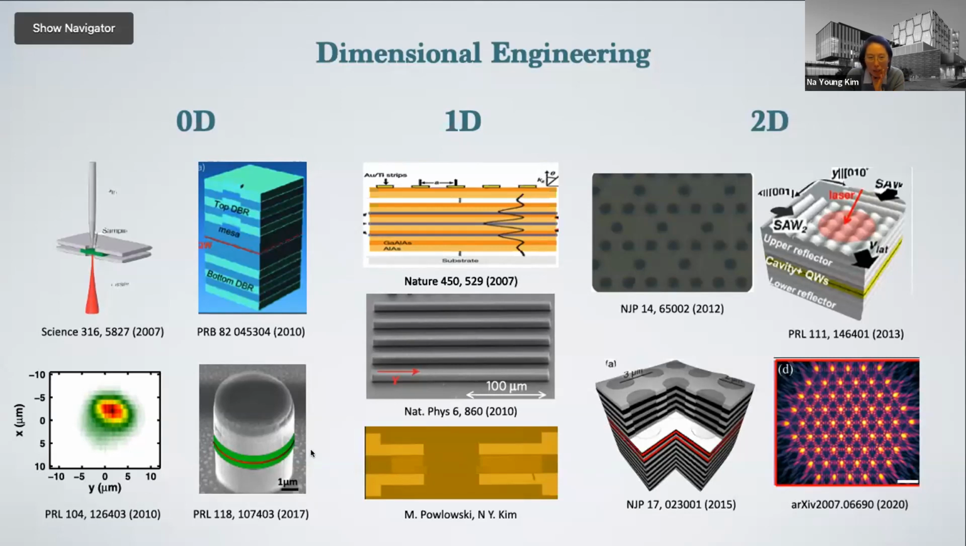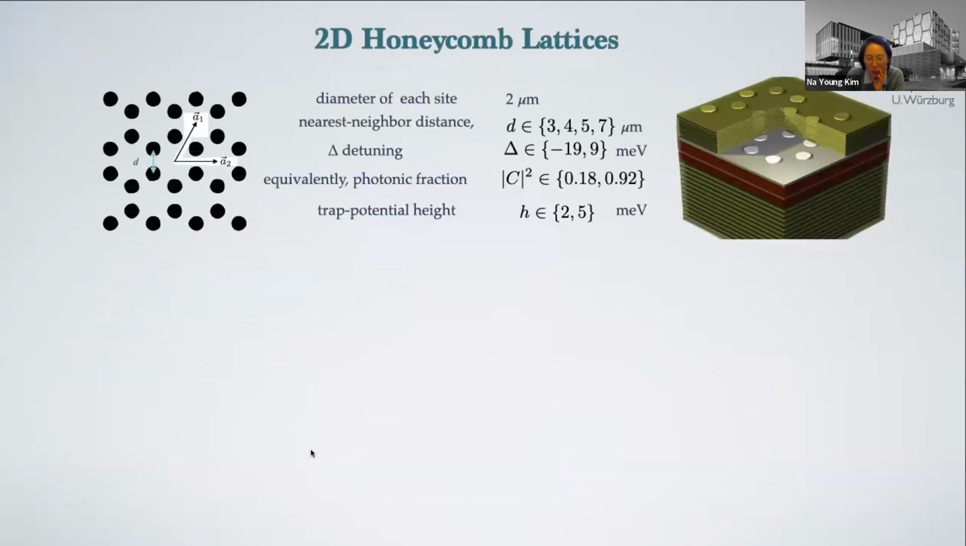In the last 5 minutes, I'm going to show you the latest results of our work, particularly forming honeycomb lattices. The way to create them is utilizing nanotechnology. We designed these lattices with a fixed diameter of each site at 2 microns. But then we vary the distance between the sites, which we denote as D, varying from 3, 4, 5, to 7 microns, by utilizing state-of-the-art nanofabrication technologies.